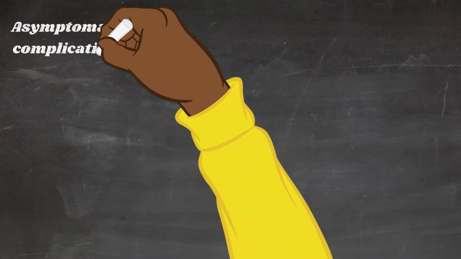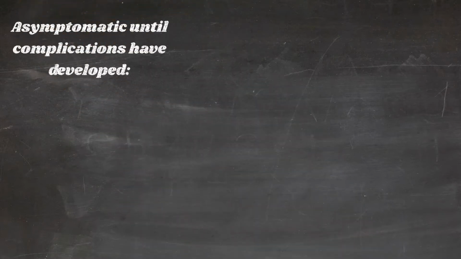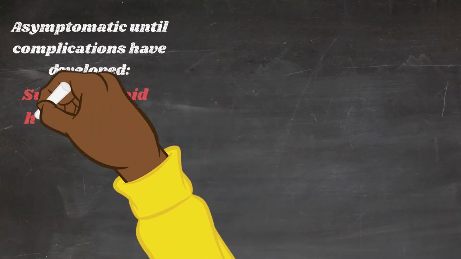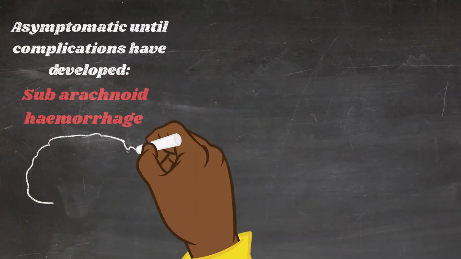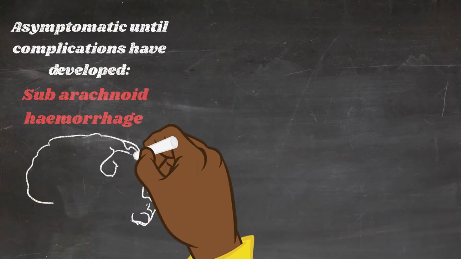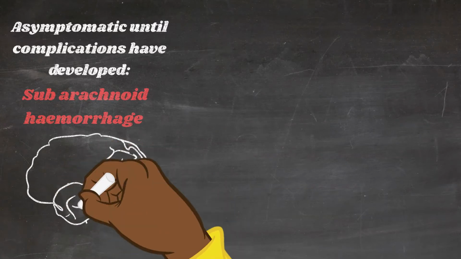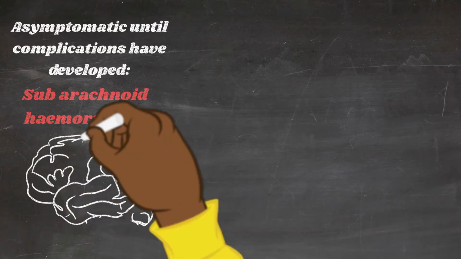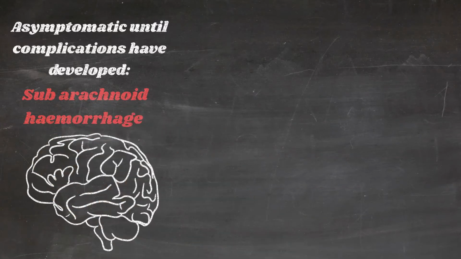Symptoms. Most cerebral aneurysms are asymptomatic until complications have developed. The most important complication of cerebral aneurysms is subarachnoid hemorrhage. This is where the aneurysm ruptures and bleeds into the subarachnoid space between the arachnoid membrane and the pia mater of the meninges.